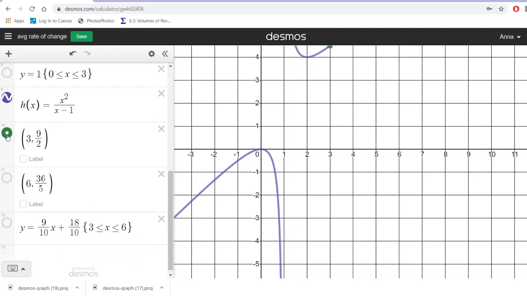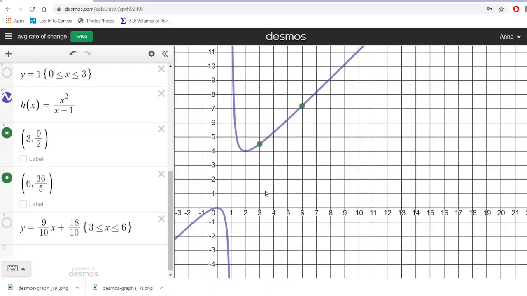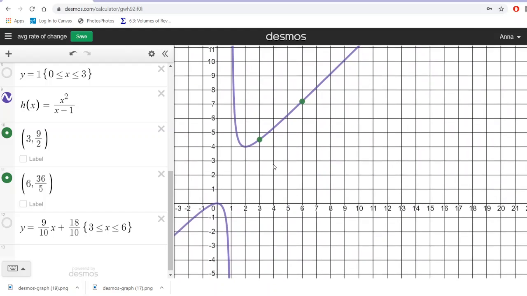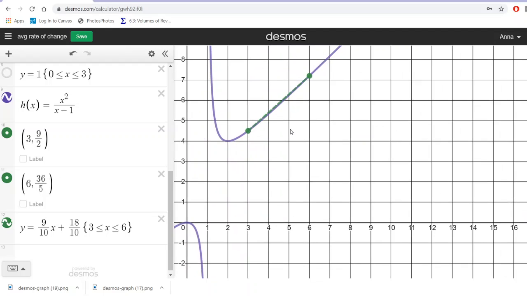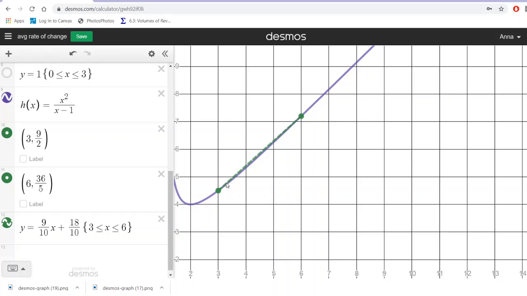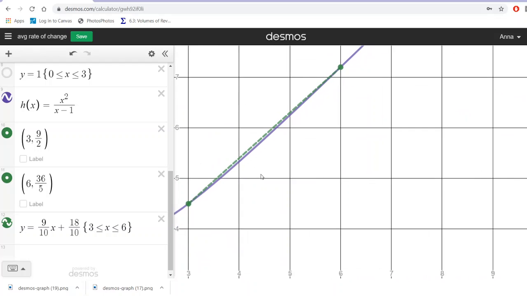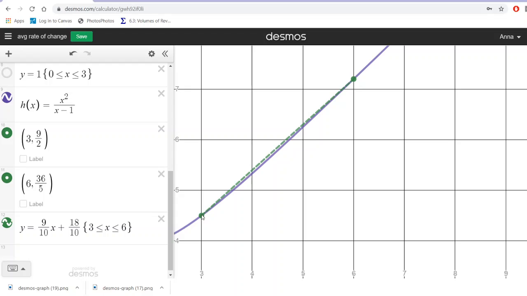Okay, so our points were 3 and 9/2, and then 6 and 36 over 5. And so here is our secant line, and we can see that that gives us our average rate of change, which is the slope of that dotted line. And in this example, notice that the actual graph is pretty close to the dotted line. So in this example, much more so than the last example, the average rate of change does give us a good idea of what's actually going on in this function.